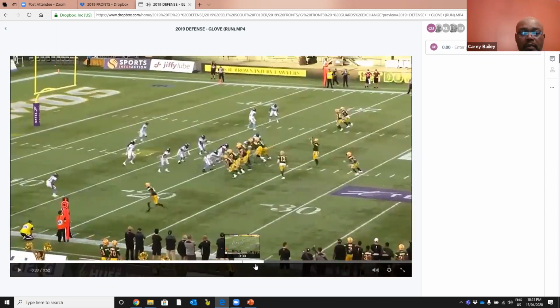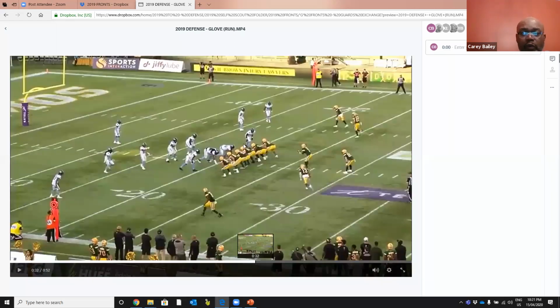Back a little bit. Okay, so again, in this instance, we're in two eyes, or in two-way gap positions. Flow's getting ready to come here. This defensive tackle would have been B gap. He'll stay A gap.